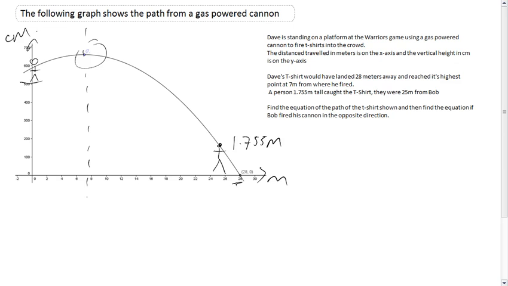that graphs are symmetrical around about their turning point. So the distance from 7 to 28 is 21. So the distance from 7 to the other root is also 21. So therefore 7 minus 21 is minus 14. So this bit of the graph will hit the ground at 14 meters behind the axis. And at that point I can work out this equation.